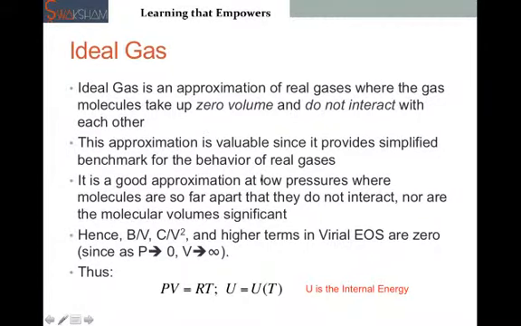It is a good approximation at low pressures where molecules are so far apart that they do not interact, nor are the molecular volumes significant. Hence, B over V, C over V square and higher terms in the virial equation of state are zero, because as P approaches 0 and V approaches infinity, the higher terms become insignificant. Thus, PV is equal to RT. For ideal gases, the internal energy is only a function of temperature as well.